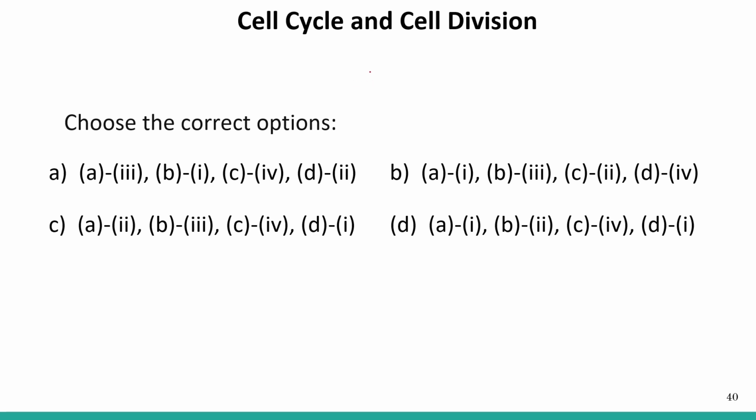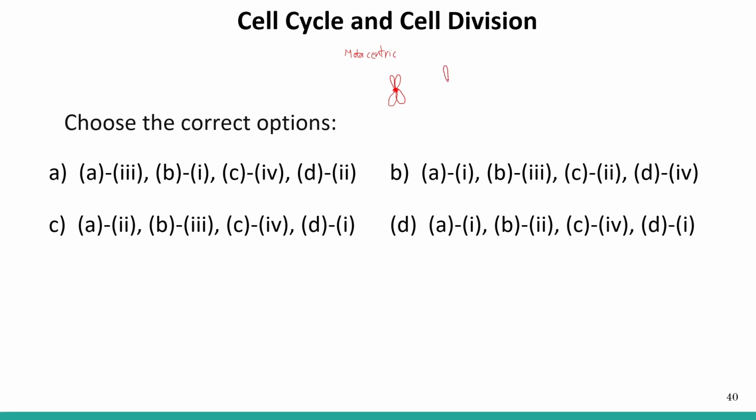First is the metacentric chromosome, where the centromere is present in the center. Based on the position of the centromere, the chromosome has been classified. So if the centromere is present in the center, it is known as the metacentric chromosome. Then what is submetacentric?